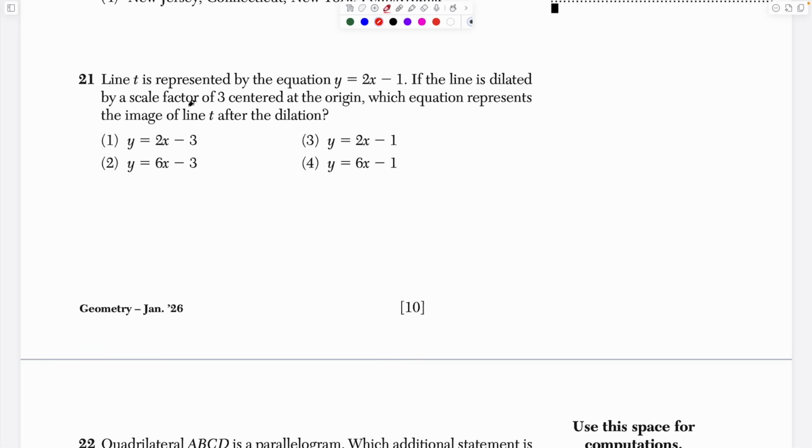Question 21, line T is represented by the equation y equals 2x minus 1. If the line is dilated by a scale factor of 3 centered at the origin, which equation represents the image of line T after the dilation?